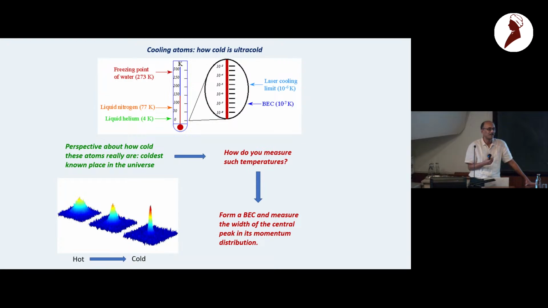But typically at finite temperature, there would be a peak with a width. And that width is essentially the measure of the temperature of the system. And this is the technique that people can typically use to see how cold these things are. And I'm going to come to how people measure this momentum distribution in a moment.